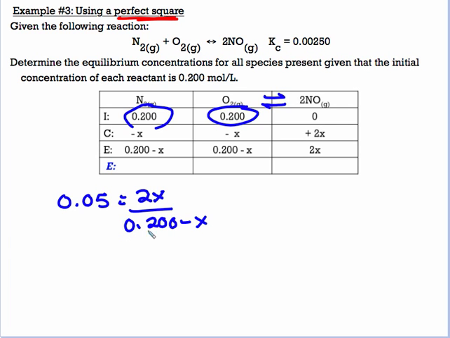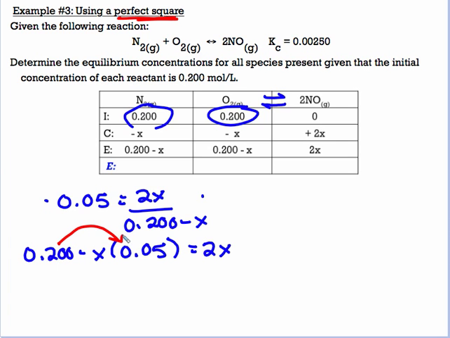Okay? Now, in order to simplify at this point, you have to get the 0.200 minus x off the bottom. So to do that, we're going to multiply it on this side as well as over here. Okay? So just to show that, we've got 0.200 minus x, and we're multiplying that by what was still originally on the left, 0.05. Now, don't forget it's still equal to 2x. Now, you've done some fancy chemistry at the top, but don't forget your simple math rules.